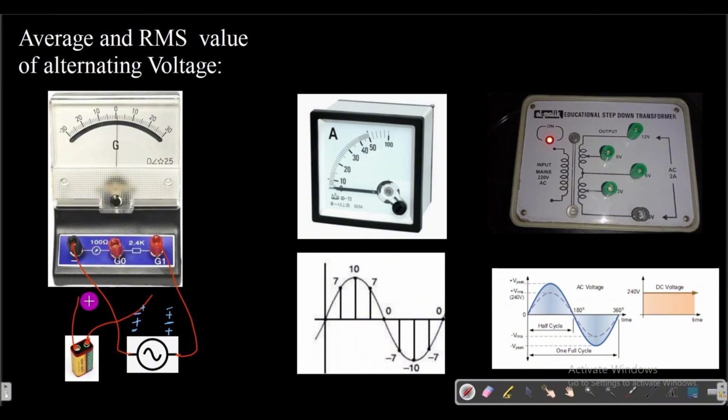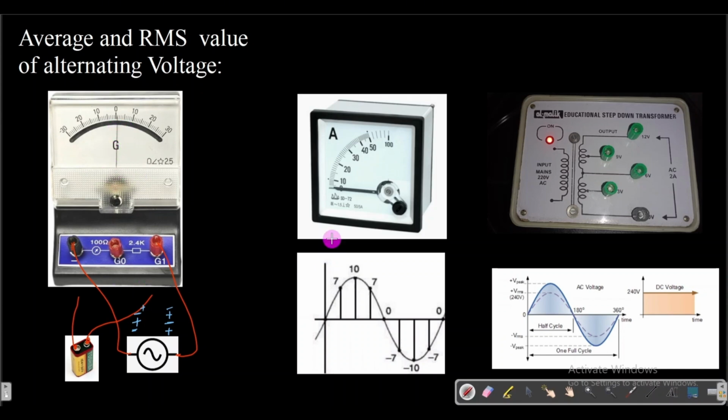In case of the DC there was no problem. The needle of the galvanometer was present at a specific position. Now in case of the AC, the needle is vibrating, and we cannot directly tell whether it is present at 5 ampere, or 9 ampere, or 3 ampere. So that's the problem.